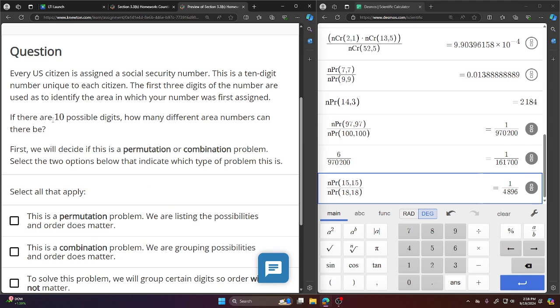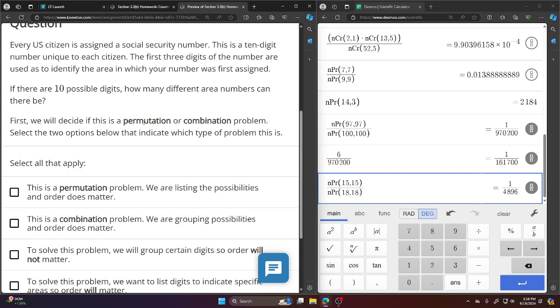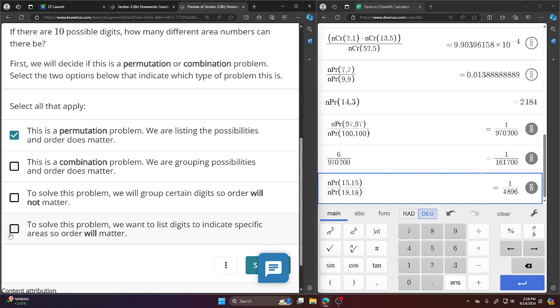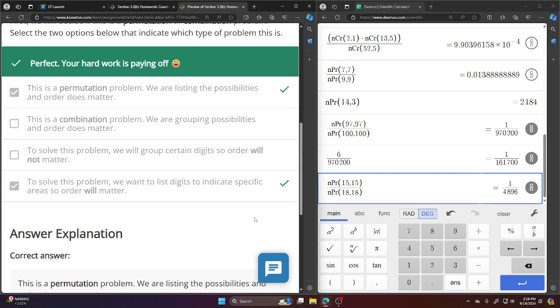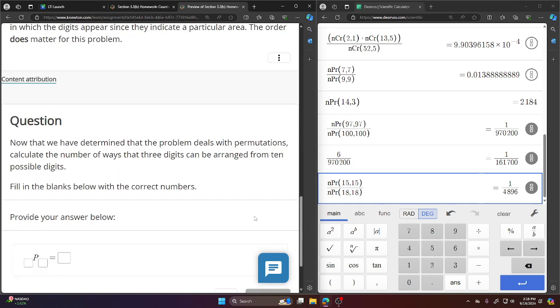I'm going crazy. 10 possible digits for different area codes. Is order important when we're talking about area codes? Yeah, like 2-1-4 rather than 2-4-5, right? Totally different. Permutation will matter. All right. Did we get it? Are we done with this problem?